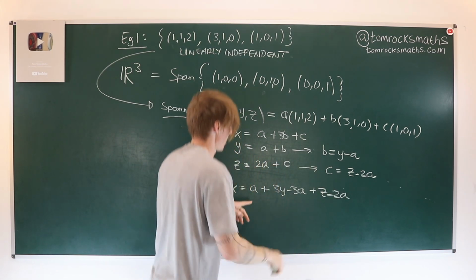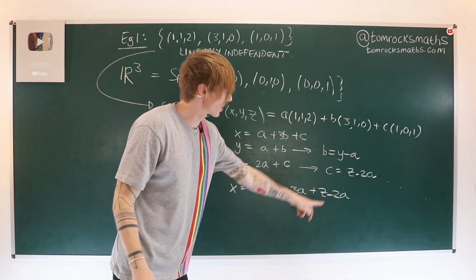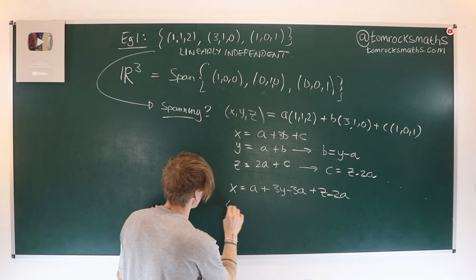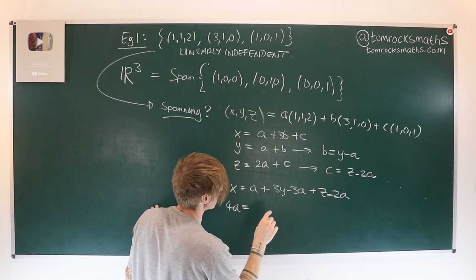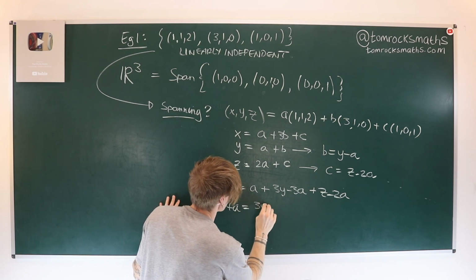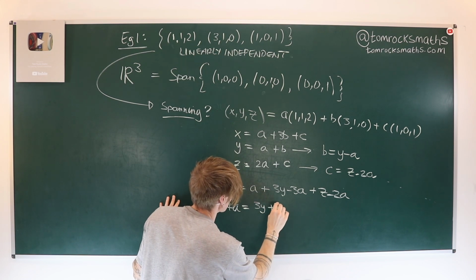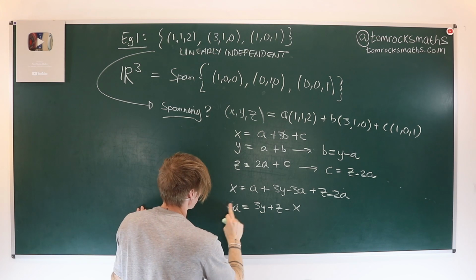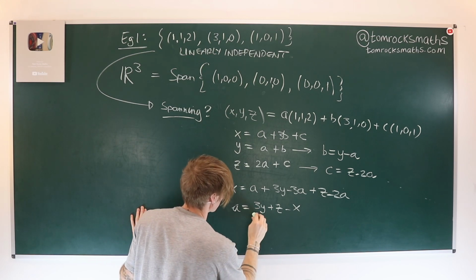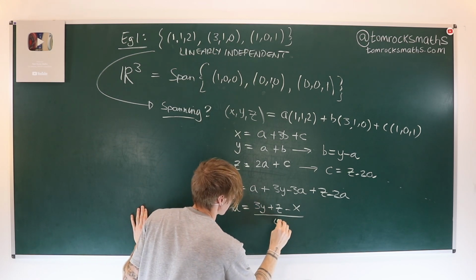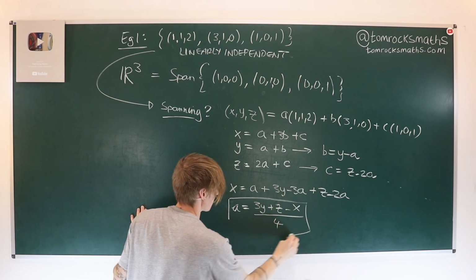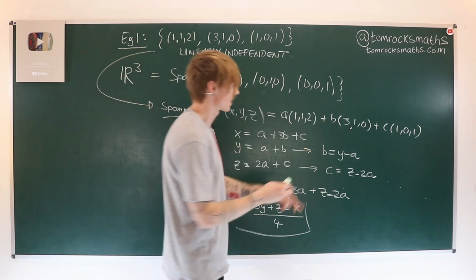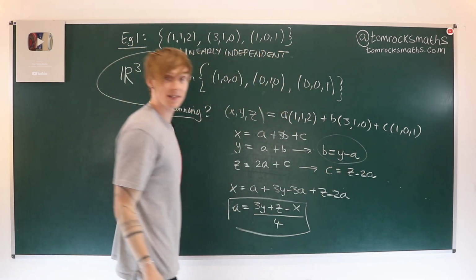Okay, so what have we got there? We've got a minus another 5a, so minus 4a. Take it across, we can say 4a is equal to 3y plus z minus x. So a, therefore, dividing through by 4, is (3y plus z minus x) over 4. So let's put a box around that. So now that we've got a, I can substitute this into this equation.